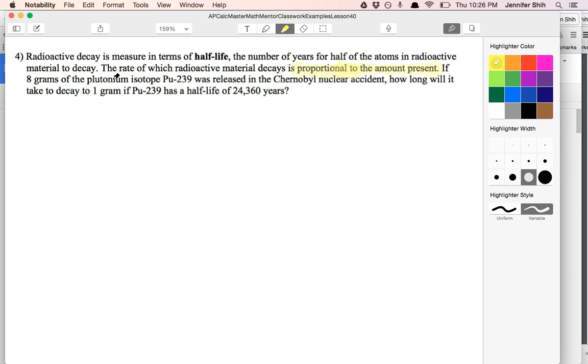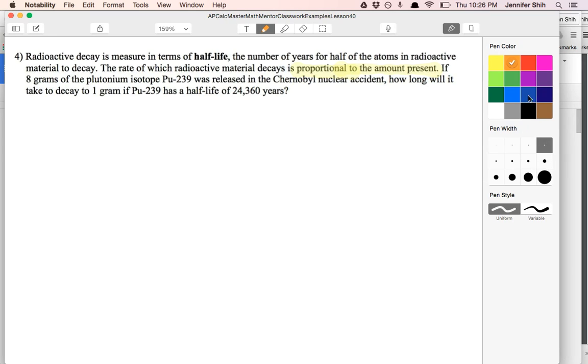If 8 grams of plutonium isotope was released in the Chernobyl nuclear accident, do you guys know about Chernobyl? It was awful. How long will it take to decay to 1 gram? That's not a lot, 8 grams, but how long is it going to take to get down to 1 gram? And its half-life is 24,360 years.